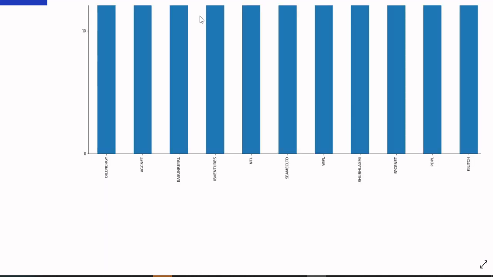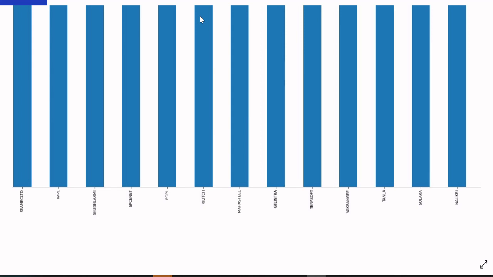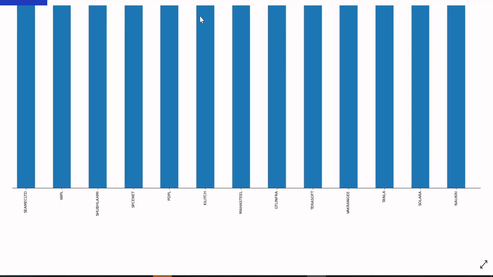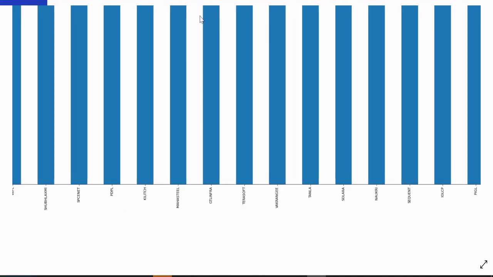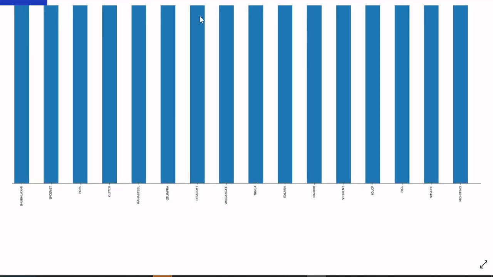You can see the first one is Bill Energy, the second one is AGC Net, and you can do the same practice at home. Out of the top 100 stocks, you can see which sector has the larger number of companies. I have already observed offline and identified that the IT sector has the most companies.